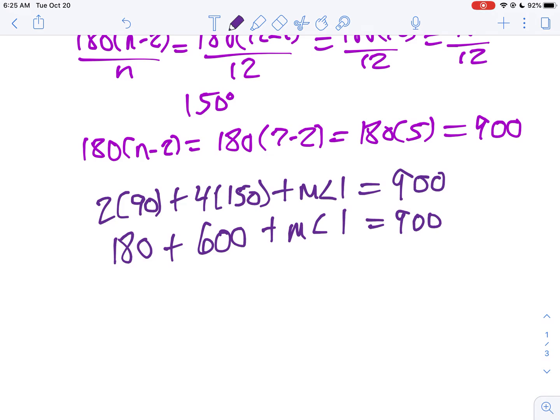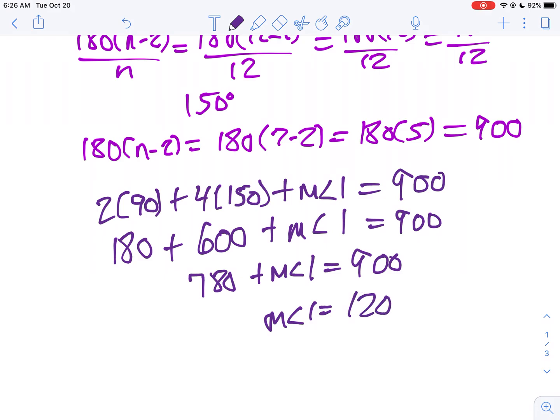Well, 180 plus 600, that would be 780 degrees. Well, what do you have to add to 780 to get 900? Well, the measure of angle 1 is going to be 120 degrees. And that's how we approach that problem.